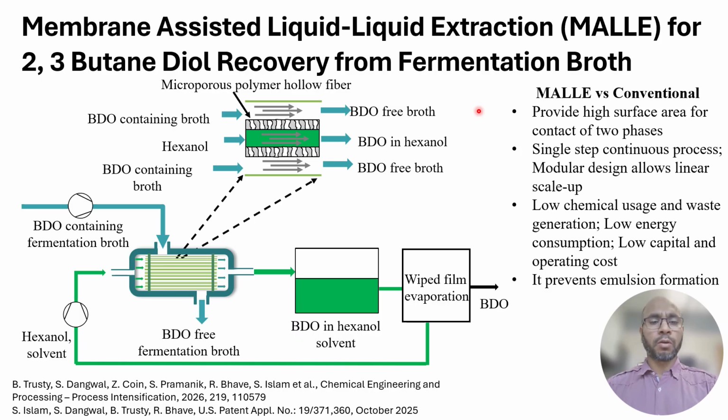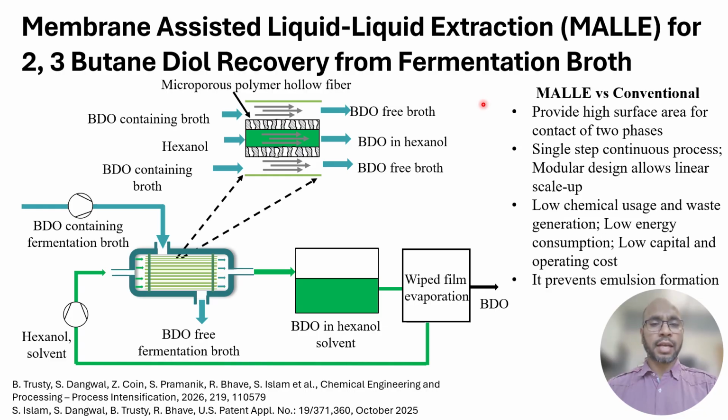So 2,3-butanediol, also called BDO, can be produced from fermentation broth, for example, from a biomass conversion process, corn stover. However, when BDO is produced from fermentation broth, it is produced mostly in dilute concentration, mostly in water. So this BDO has to be recovered from the fermentation broth, and for the recovery of BDO from water, one of the approaches is called liquid extraction.